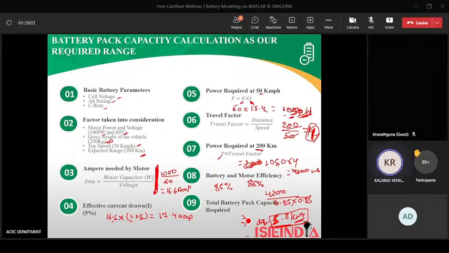Sir, how did you take the battery and motor efficiency? It is an assumption only. From the data sheet of the battery or the motor we can get how efficient that motor is. On that data sheet we can get this efficiency data, and then after calculating the power required for the expected distance range, we can divide that by this efficiency, and then we get what is required for our particular vehicle.